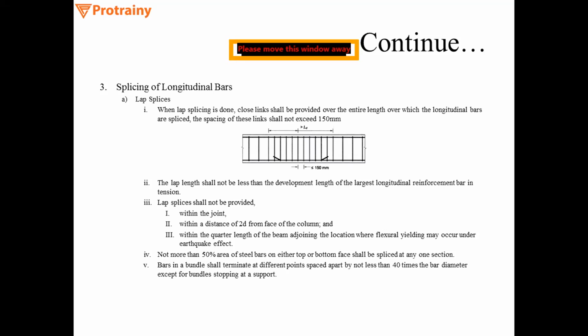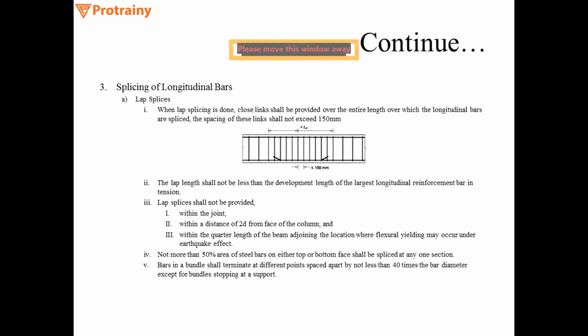For an example, if you are using 16 mm diameter and 12 mm diameter bars at the bottom face, the lap length should be provided as per the largest longitudinal reinforcement bar diameter, which is 16 mm.